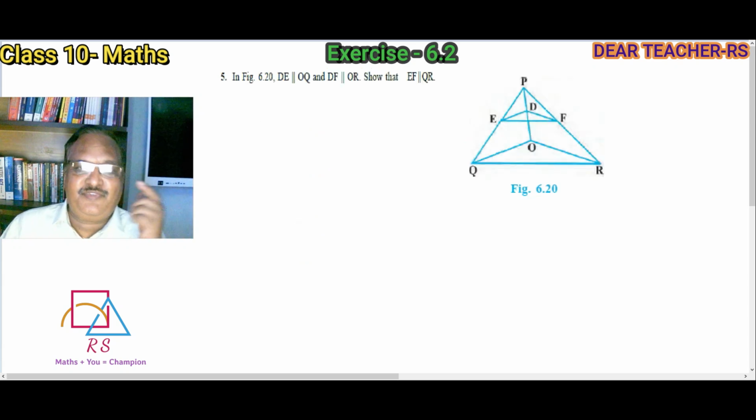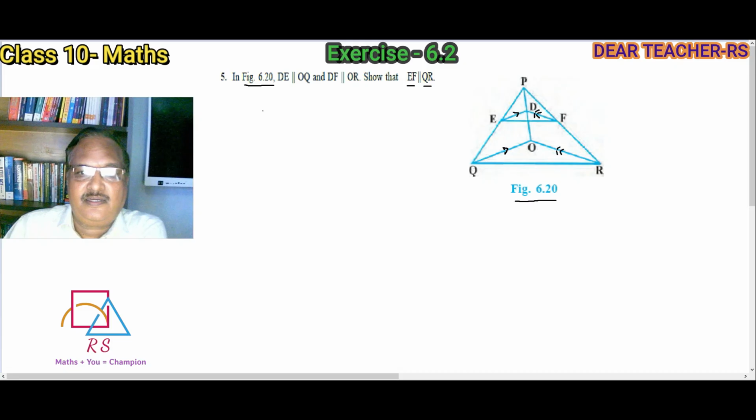So this is the fifth question. In this fifth question also a diagram is given, figure number 6.20 from the textbook. DE is parallel to OQ. You have to be very careful. Then you have to take the triangle PQO. And DF is parallel to OR, I will put 2 arrowheads. And show that EF is parallel to QR.